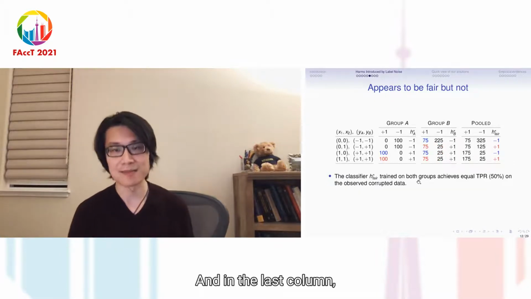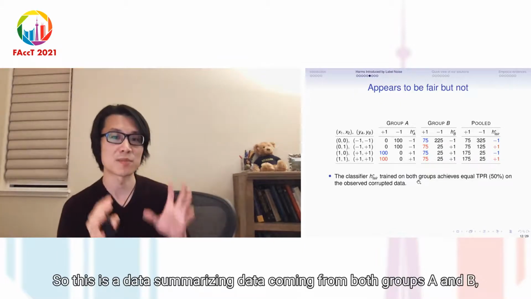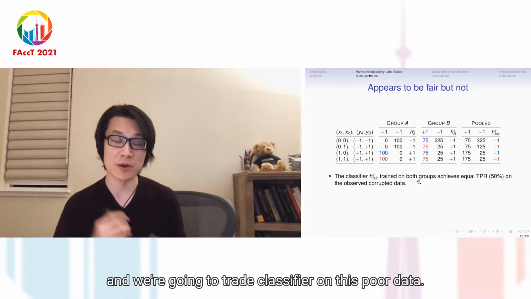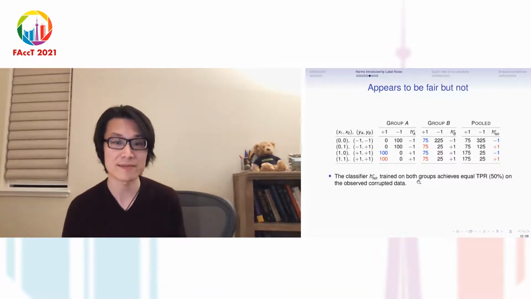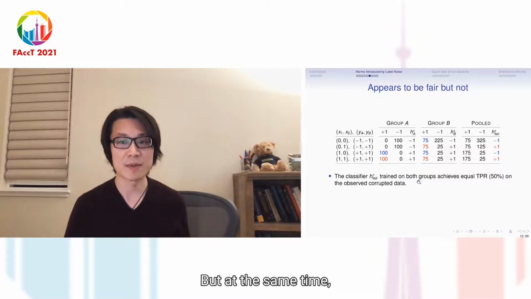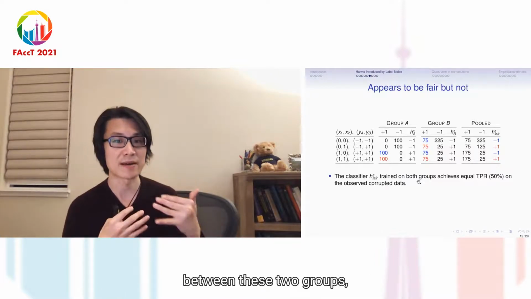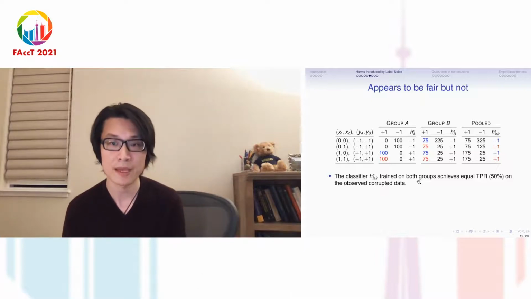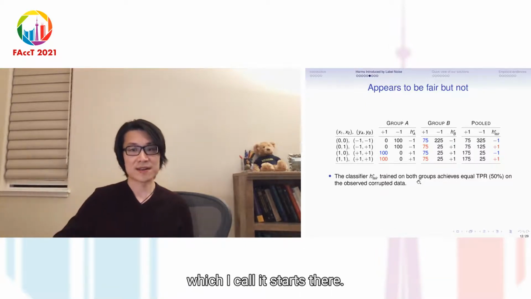And in the last column, I'm showing the pooled data. This is the data summarizing the data coming from both group A and B, and we are going to train a classifier on this pooled data. So this is the entire data set we have. But at the same time, I'm going to enforce equalized true positive rates between these two groups. And the resulting classifier is listed in the very last column, which I call h* fair.